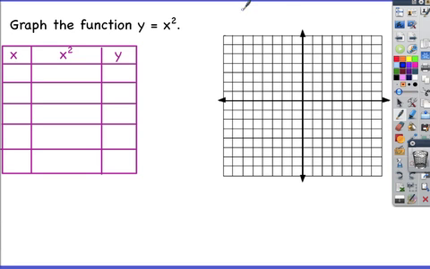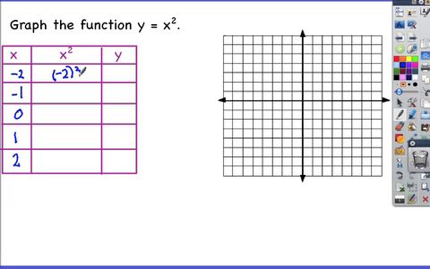Now let's try a different type of graph. Graph the function y equals x squared. We can input negative 2, negative 1, 0, 1, and 2. Now be careful with these because x is being squared. And x in this case is negative 2, meaning that entire quantity is being squared.